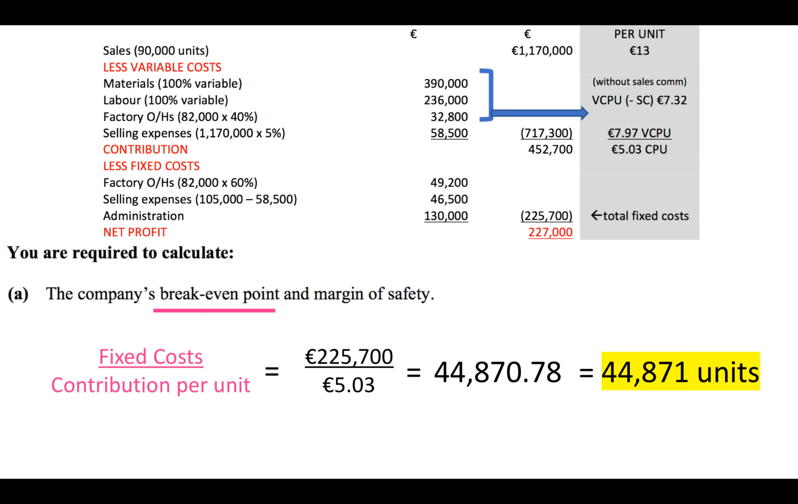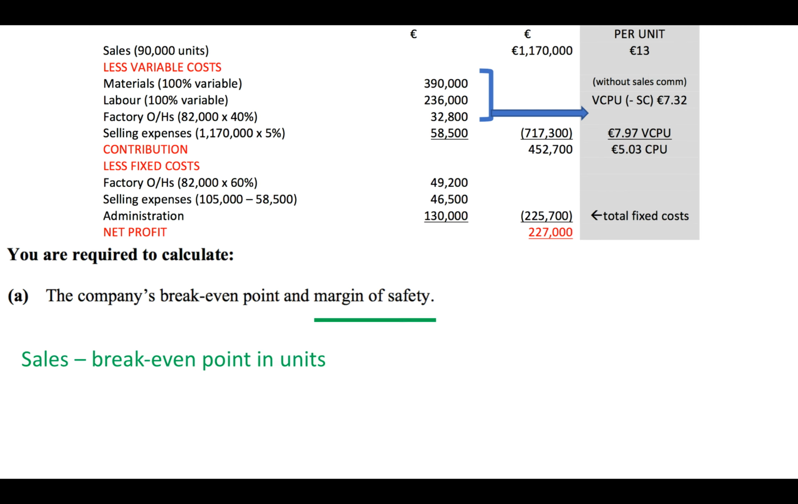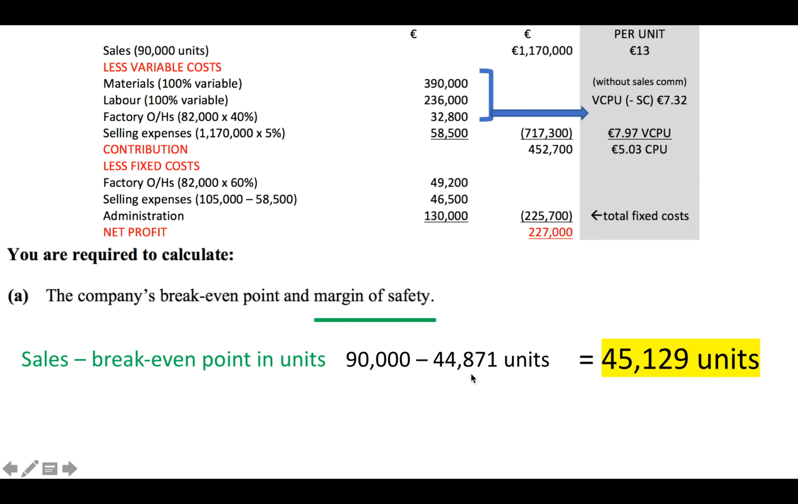If you were asked to find the break-even point in euros, you would multiply your break-even point of 44,871 by the selling price per unit, which is 13. The margin of safety is next. The formula is sales minus break-even point in units. So my sales, 90,000 units, minus my break-even of 44,871, is equal to 45,129 units. And again, if you were asked for that in euros, you would multiply 45,129 by 13 euro.